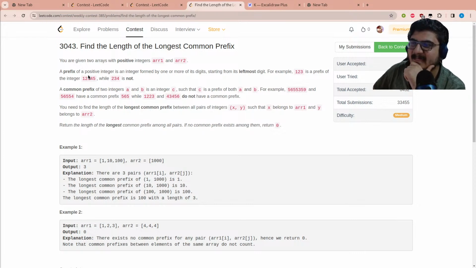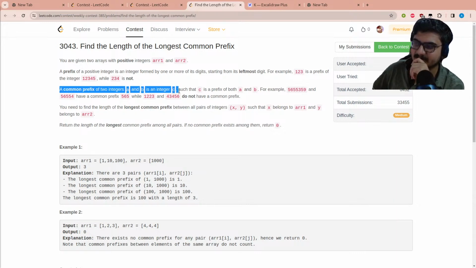You are given two arrays with positive integers, arr1 and arr2. A prefix of a positive integer is an integer formed by one or more of its digits, starting from its leftmost digit. For example, 123 is a prefix of 12345, while 234 is not. A common prefix of two integers a and b is an integer c such that c is a prefix of both a and b. For example, 5655359 and 56554 have a common prefix 565. If you notice, 5655 is also a prefix of this, while 1223 and 43456 do not have a common prefix.